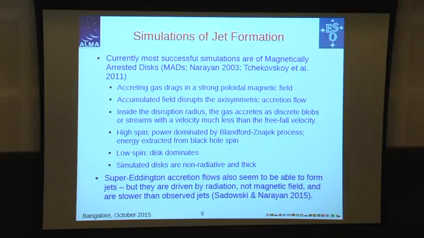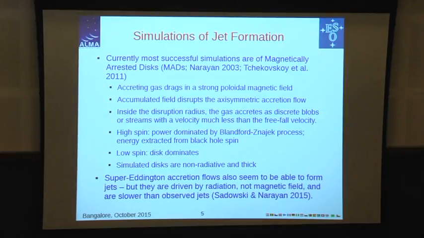What happens in those is basically that the accreting gas drags in a strong poloidal magnetic field. That field then disrupts the axisymmetric accretion flow. And inside some characteristic radius, the gas basically accretes rather slowly in little blobs, or it streams in at a rather slow velocity. The interesting thing about this process is that it shows that the high spin case is really dominated by the Blandford-Znajek process. It really is trying to extract the spin energy of the black hole rather than being dominated by the disk. The same is not true at low spin.